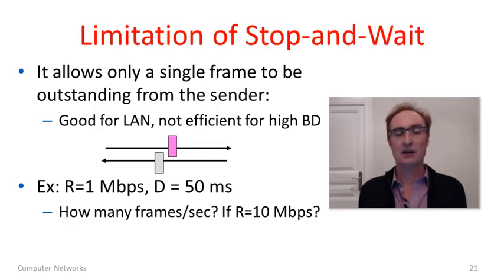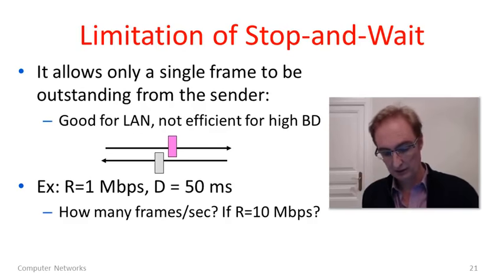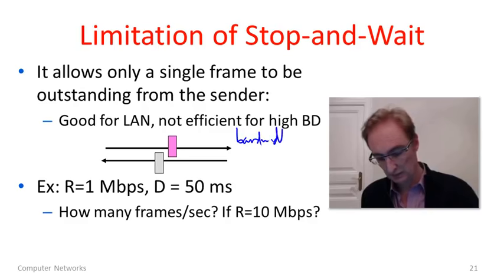Stop and wait allows only one frame to be outstanding from the sender at a time. That is, the sender tries to deliver its frame, resending it until it's there before it moves on to the next frame. That is effective for a LAN and it's used in Wi-Fi, but it's not effective for networks that have a high bandwidth delay product. That's what BD is. Let me just write that. Bandwidth delay.